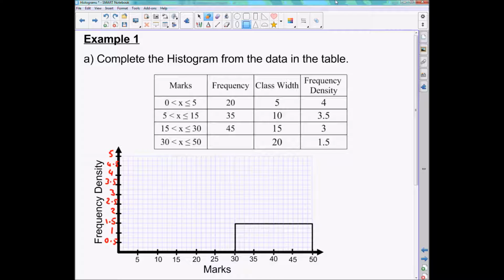To draw a histogram now, I'm going to do something very similar to what I did with frequency diagrams, only instead of having bars that are going to be 20 high, the frequency high, they're going to be as high as the frequency density. So my first bar is between 0 and 5, and that's going to go all the way up to 4. My second bar is between 5 and 15, and this is going to go up to 3.5. My third bar is between 15 and 30, and that's going to go up to 3.